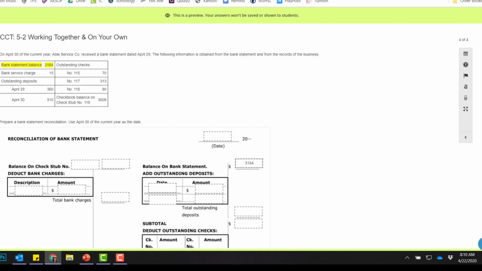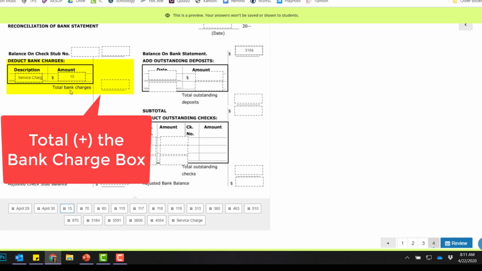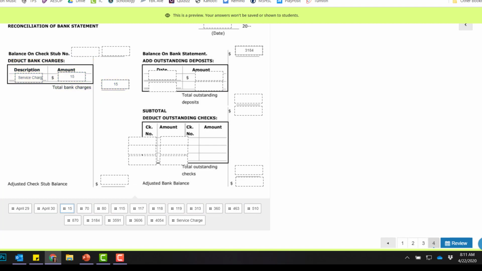And now I'm going to go and I'm going to check the next thing. It says service charge $15. I'm going to highlight it to know that I'm done with it. I'm going to find the box that talks about service charges. So here's the box that says bank charges. And now I'm going to write what type of charge. So it's a service charge. It was $15. And now, if I look at this box, it's the only thing, it wants to know the total bank charges. So the total of this box is $15. So I can drop that $15 right there.